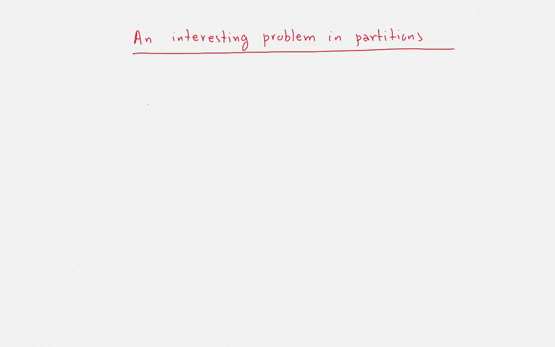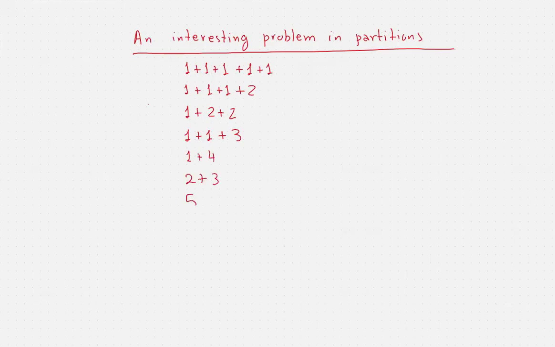So we have the following partitions, all ones. Then we have 3 ones and the number 2, 1 and 2 twos, and then 1, 1 plus 3. Then we have 2 plus 3. Oops, let's not forget 1 plus 4. 2 plus 3. And finally, we have 5. So this means that altogether, 5 has 7 partitions.